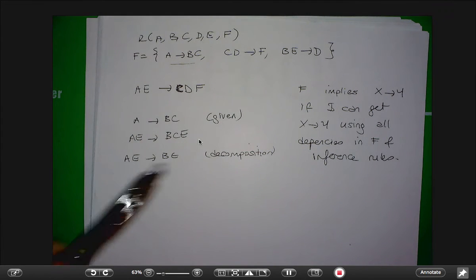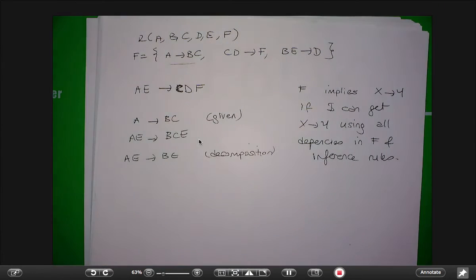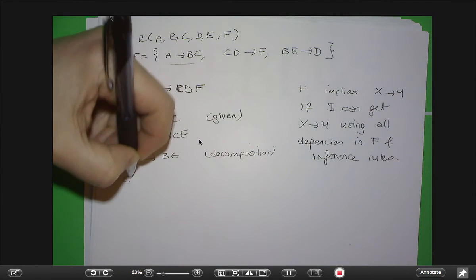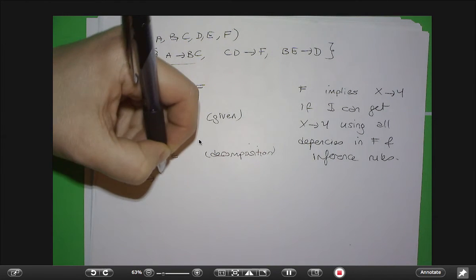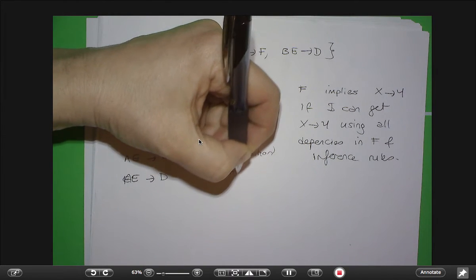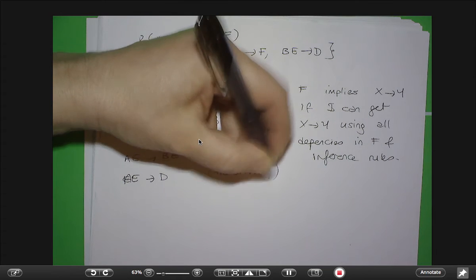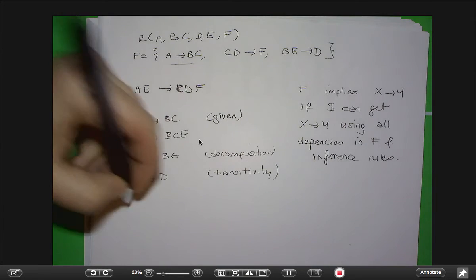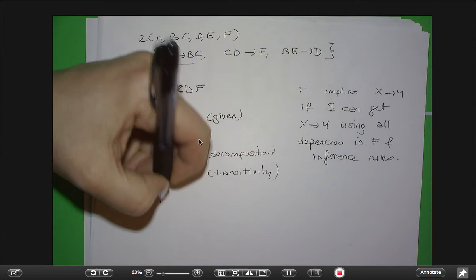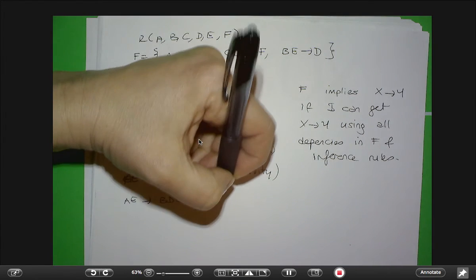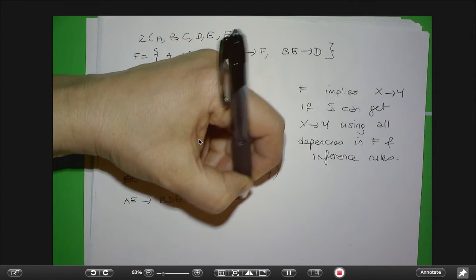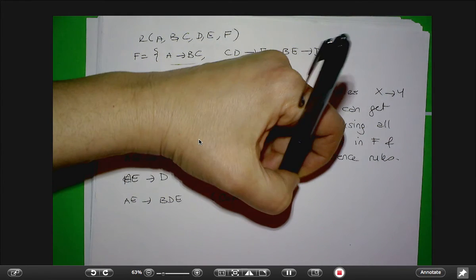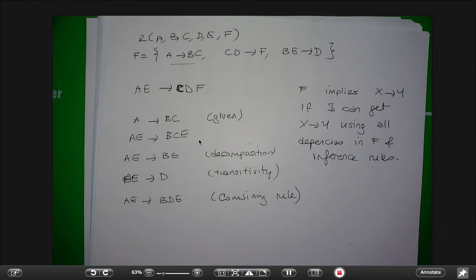Now I have AE implies BE, BE implies D, so I can get AE implies D by transitivity. So given these two, I can use my combining to get AE implies B, D, and E. So this is the combining rule. Now what I want is to get C. That is more challenging. How do I get C?